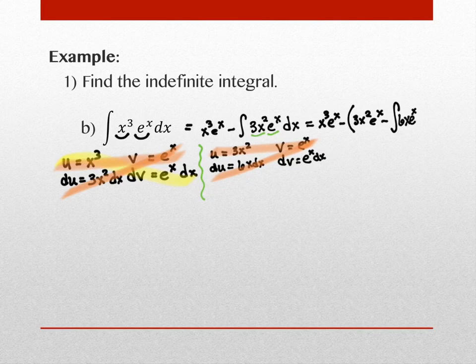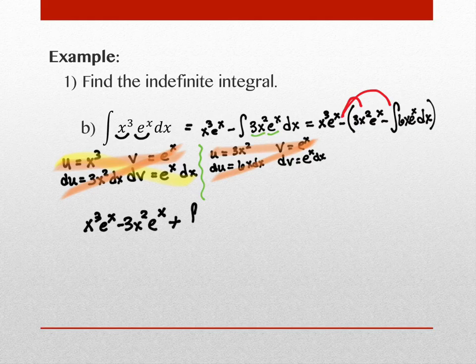Here we go, dx at the end. So I'm going to take that piece and distribute through the negative like this. Okay, so the negative is going to come through. As I do that, I'm going to write another step down here. I have x cubed e to the x, minus 3x squared e to the x, and then plus the integral of 6x e to the x dx.